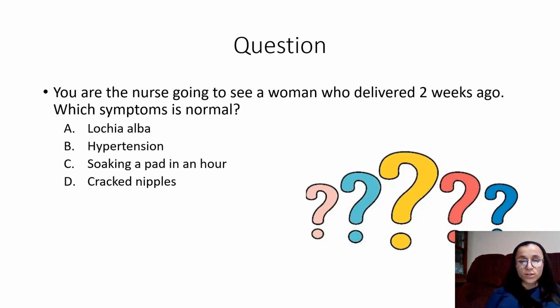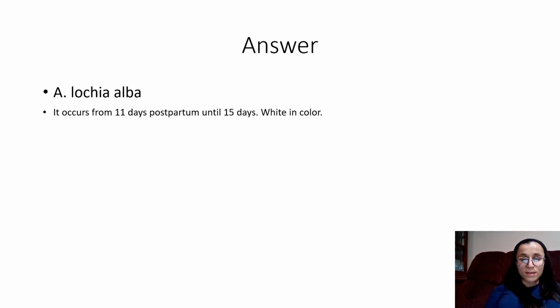Okay, question. You're the nurse who's going to see a woman who delivered 2 weeks ago. Which symptom is normal? Her baby's 2 weeks old. Lochia alba, hypertension, soaking a pad in an hour, or cracked nipples? The answer is lochia alba. Like we said, that happens after 10 to 15 days, and it's white in color.